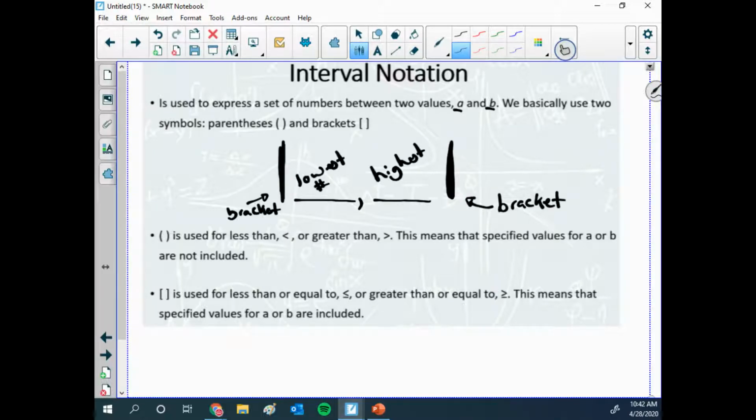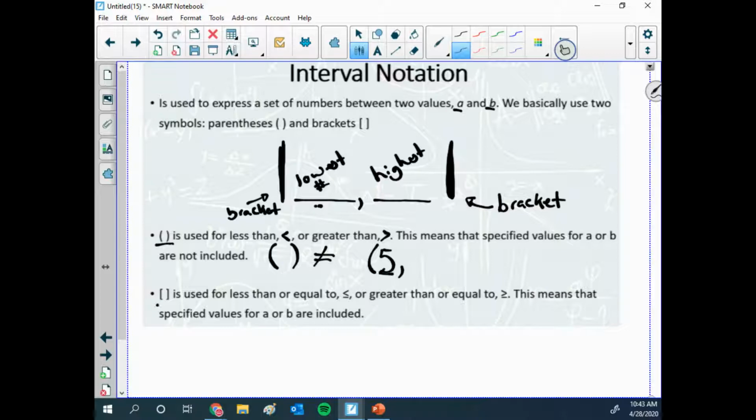Now, what kind of brackets do we have? We have two options for brackets here. We have a curved bracket, which is used for less than or greater than. If I use these brackets, that means I cannot equal whatever number I put there. So if I said it's 5, comma, something, that would mean I could get as close to 5 as I could, but I can't equal 5.